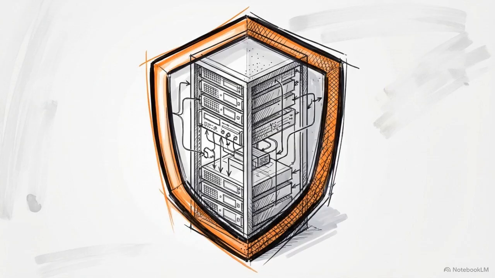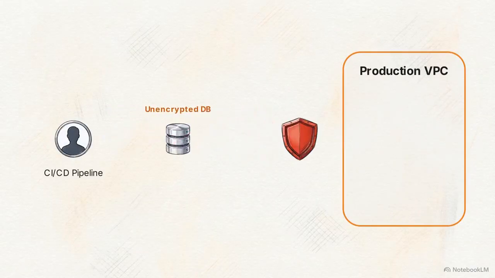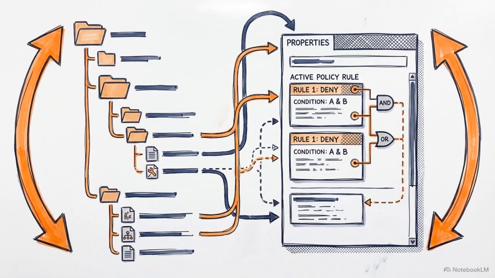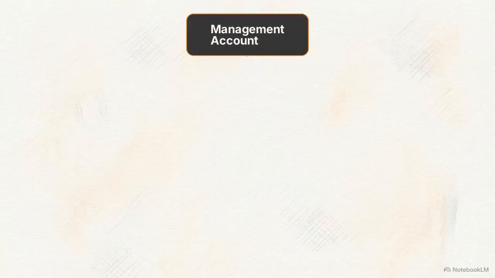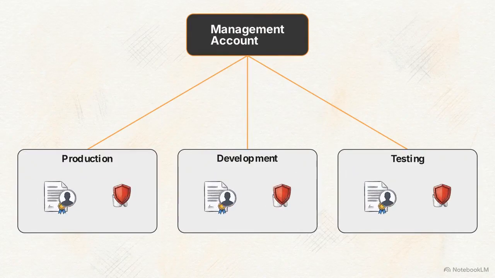Now that we have logging in place, we move from monitoring to prevention. We are going to set up automated guardrails that block insecure configurations from ever being deployed. We do this using service control policies, or SCPs, inside AWS Organizations. SCPs act as a master set of rules that apply across your entire cloud environment, superseding individual user permissions.